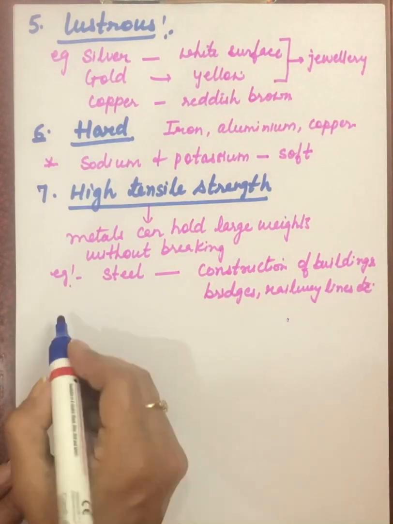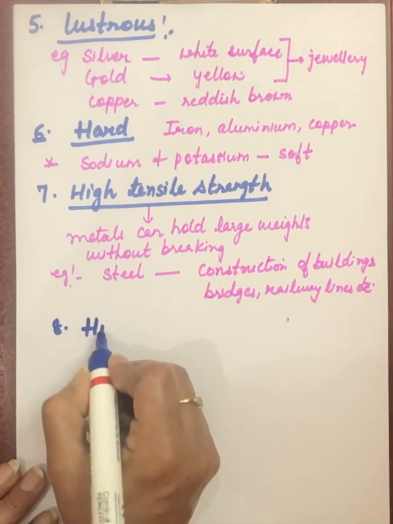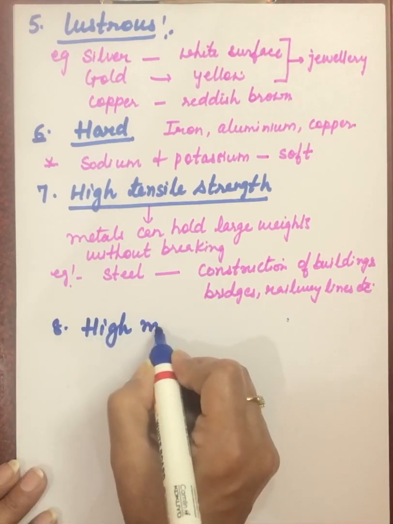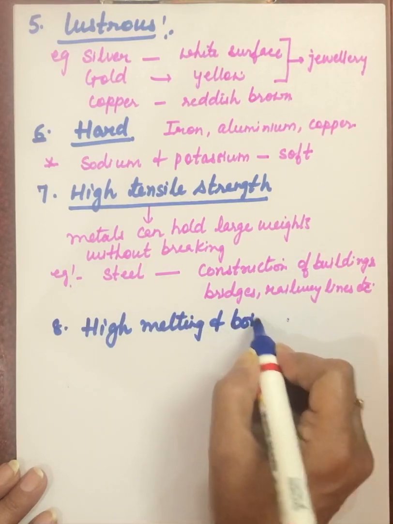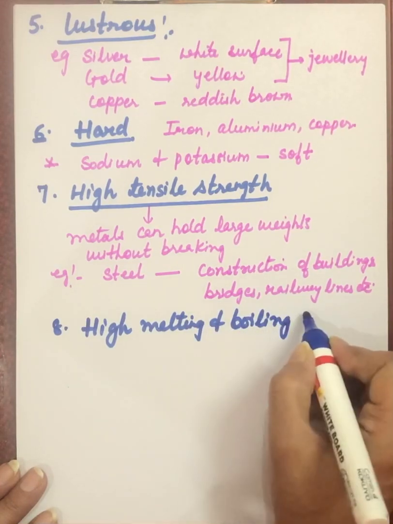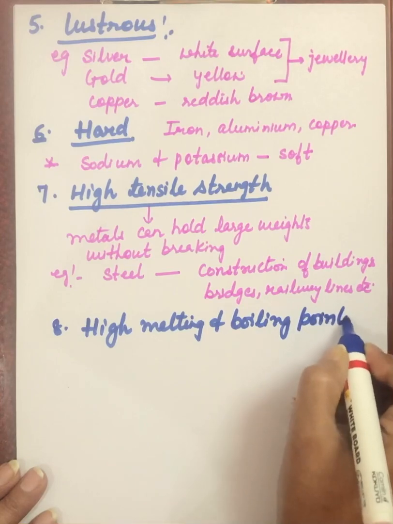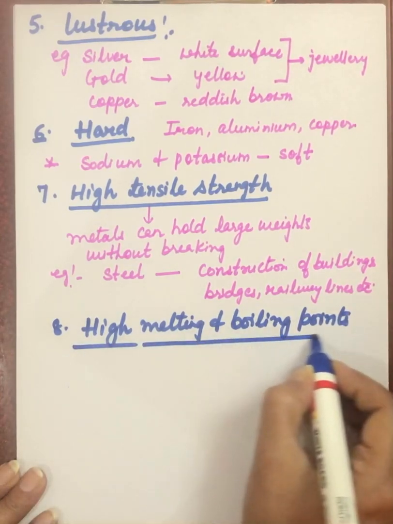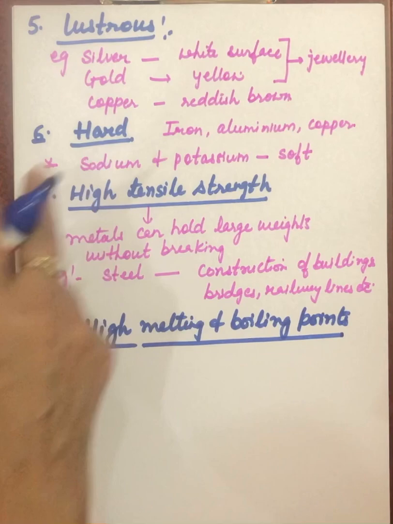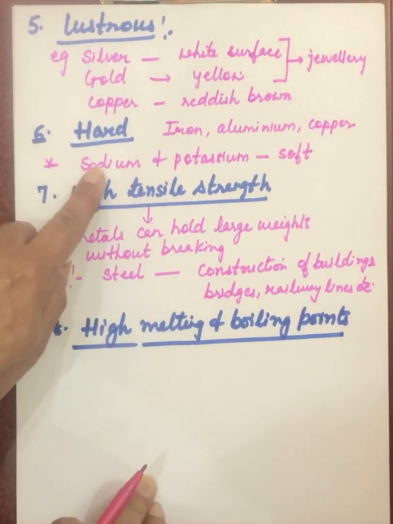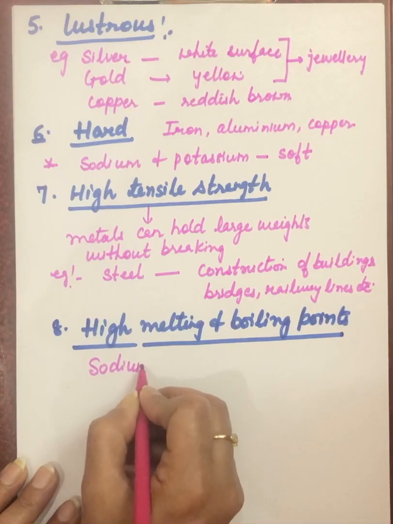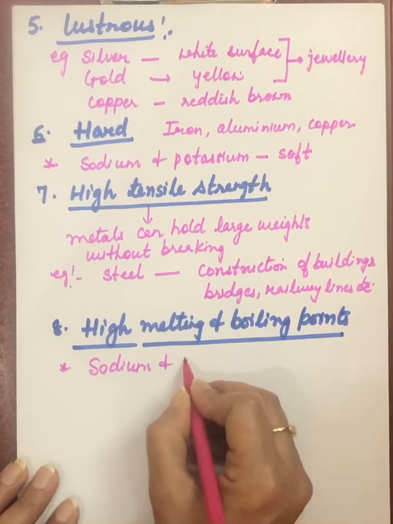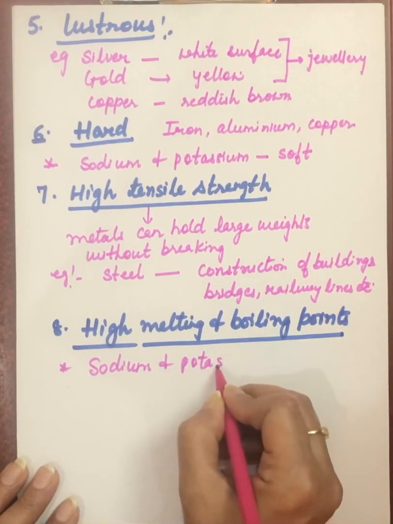Next property is metals have high melting and boiling points. Their melting and boiling points are very high because they are hard. Hard means the bonding is strong. Sodium and potassium are soft. So sodium and potassium have low melting points.